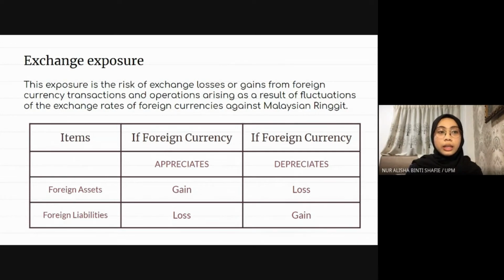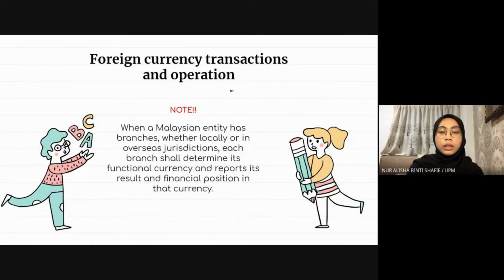Next, if a Malaysian entity has a liability denominated in foreign currency, such as foreign trade payables, and it appreciates against the Malaysian ringgit, exchange losses will arise, and if the foreign currency depreciates against the ringgit, exchange gains will arise. Note that when a Malaysian entity has branches, whether locally or overseas, each branch shall determine its functional currency and report its result. That's all from me. I'm going to pass this presentation to the next presenter to continue.